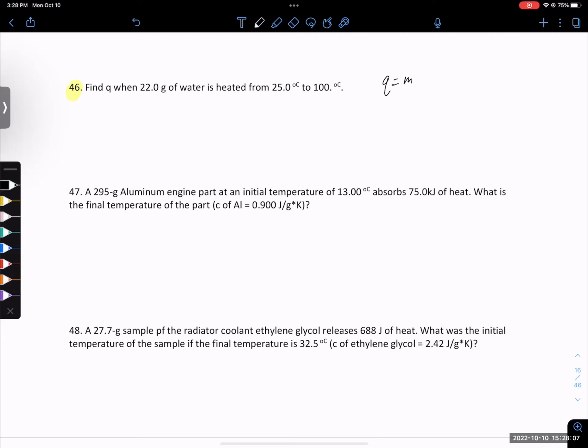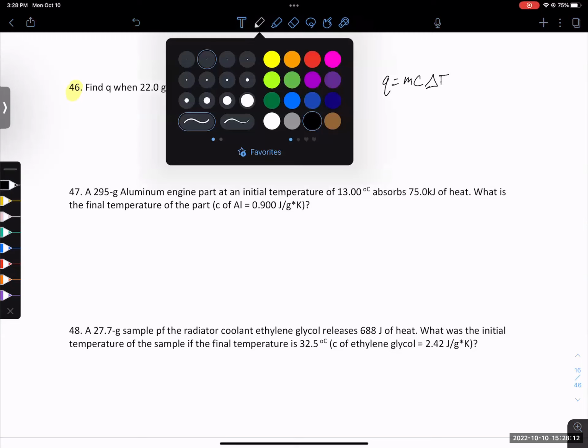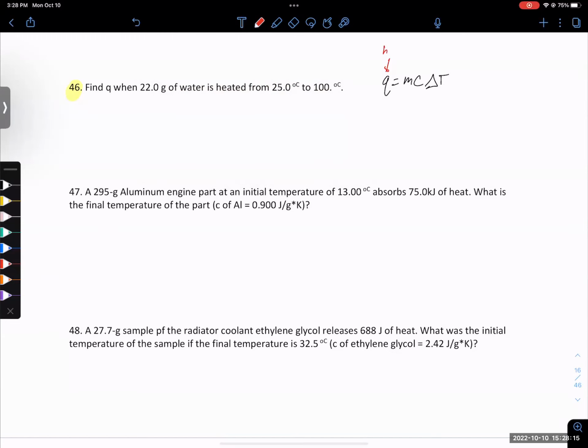Okay, so you use this golden equation right here. Q equals MC delta T, where Q is your heat. M is your mass. C is your specific heat capacity. Now, normally this would be given to you, but in this case it isn't. So you should automatically know this value off the top of your head for water. For water, the C is 4.184. And then the units are joules per gram times degrees Celsius, or Kelvin, it doesn't matter.